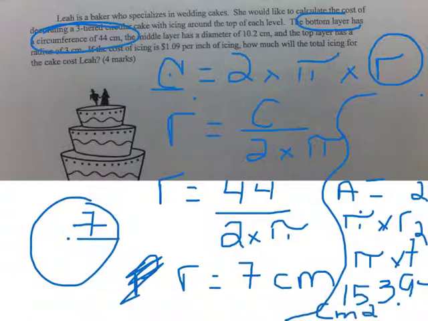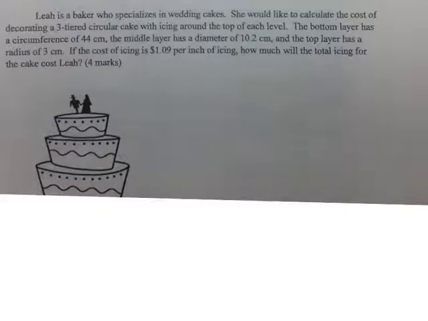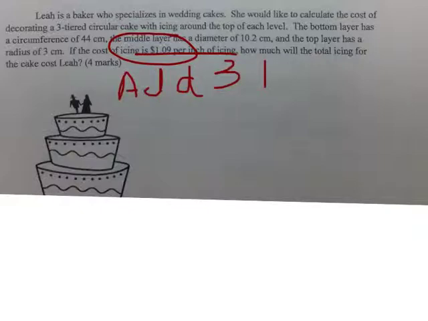So once I calculate the surface area of all three circles, I can start looking at the cost part. Okay. But my cost is in per square inch of icing. So I'm going to have to do a conversion as well. This is obviously a lot of work for a problem. So I can add up the 3 layers of cake. Left my stylus at home. Okay, so I add 3 layers.